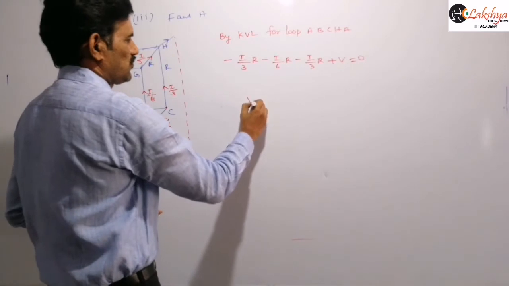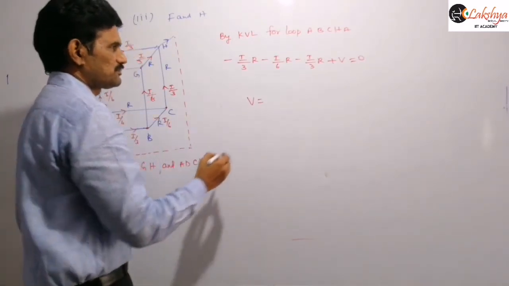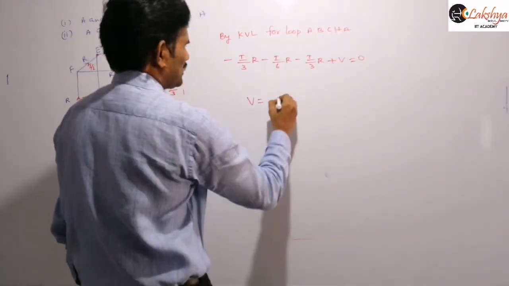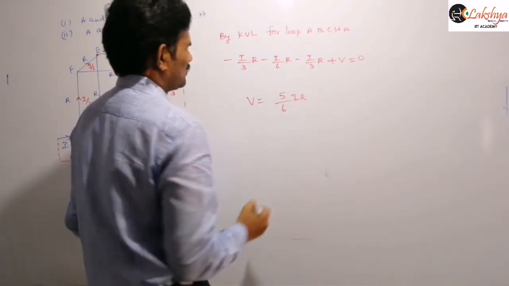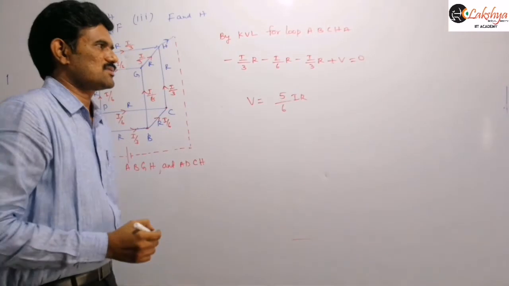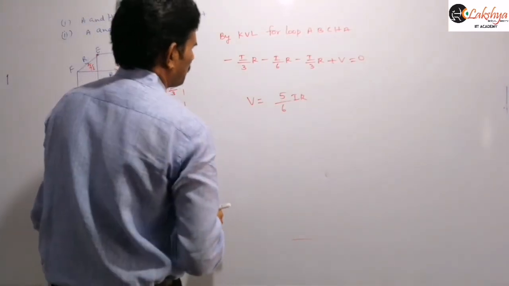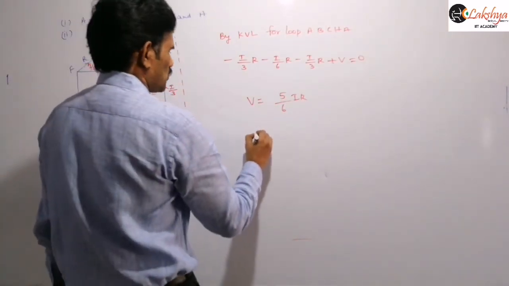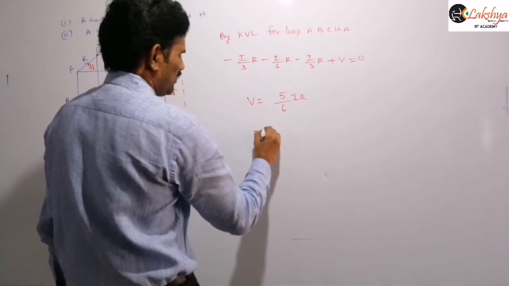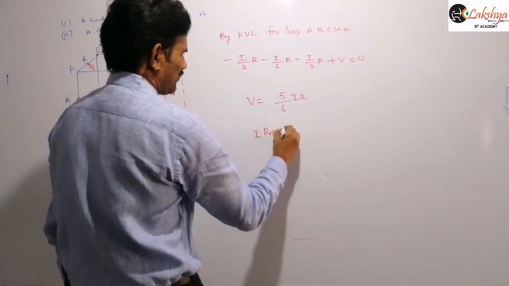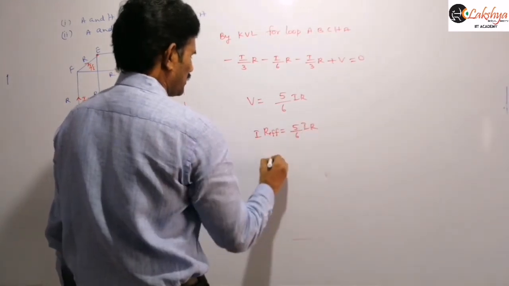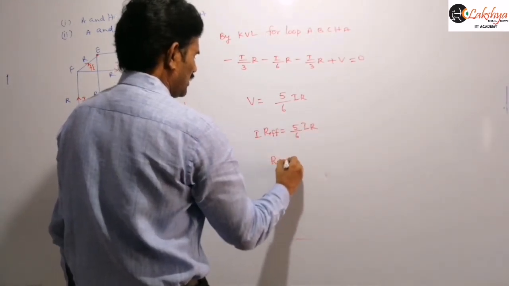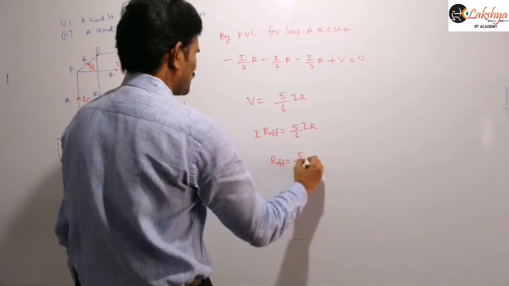Right? Therefore I can write this as, take LCM here, so 5 by 6 IR you will get, if you are adding all these values. And therefore this V value we can write as I into R effective, so then it is 5 by 6 I into R, therefore the I value can cancel here, and therefore this is 5 by 6 R you will get.